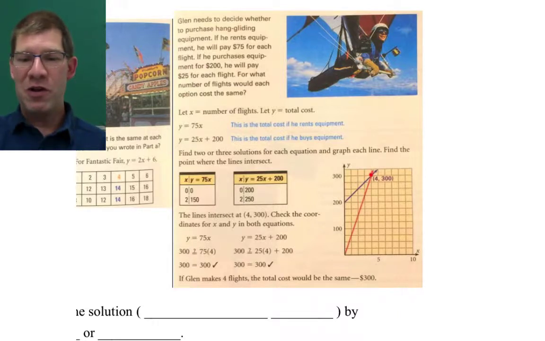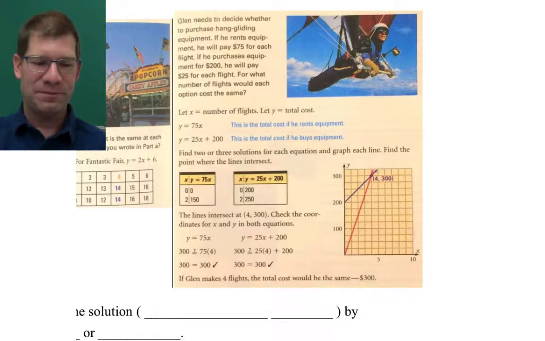So if we look at what the numbers mean, and if we'd read the whole thing, it would probably make more sense. The x value of 4 is the number of flights that he does. So 4 flights is where he would break even. And y is the cost for each one, so it'd be $300 for those 4 flights for both. After that, buying the equipment would be cheaper because the red line, the rental, goes up faster. So if you have a graph, you're looking for where those two lines meet.